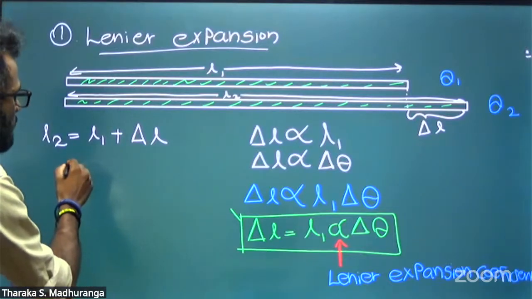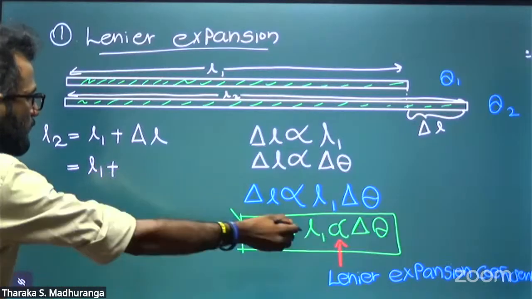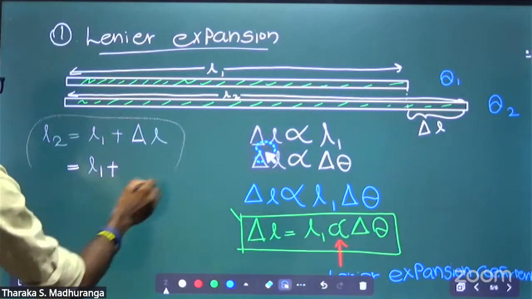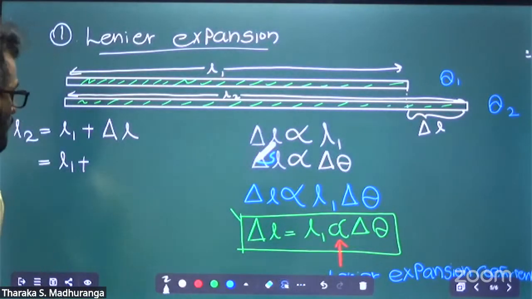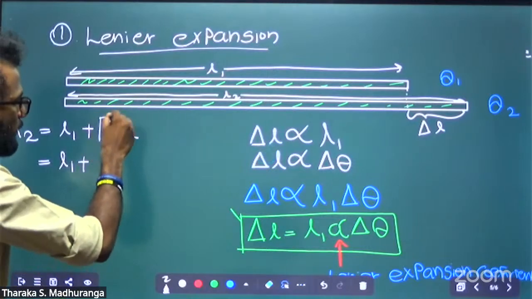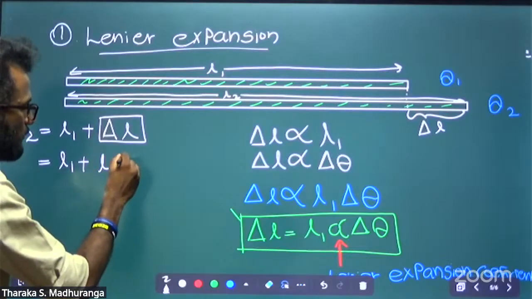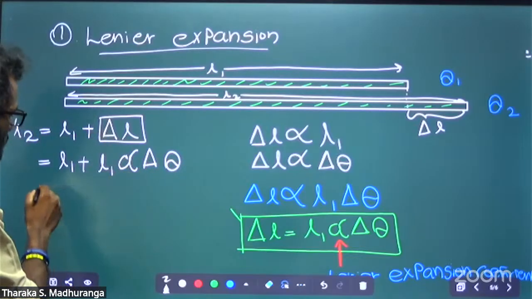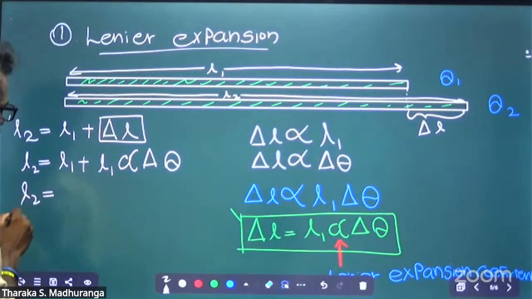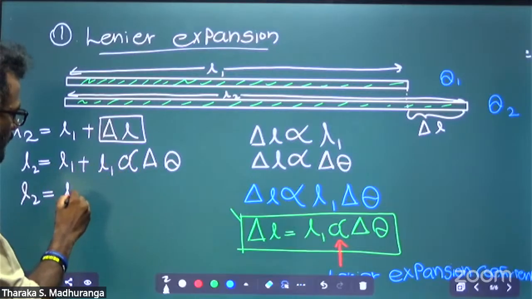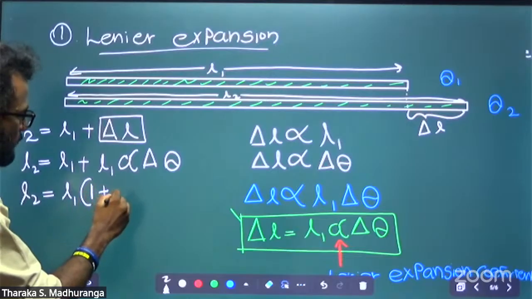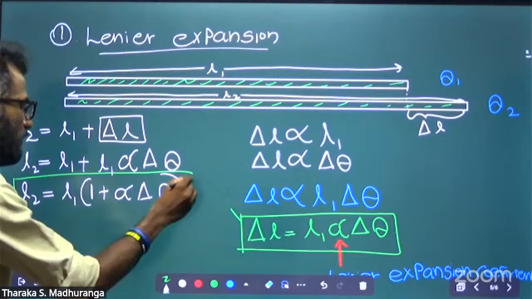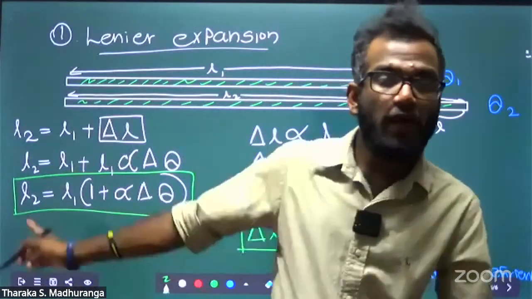Now I am going to add L1 plus delta L. Instead of delta L, I am going to use this expression, L1 alpha delta theta. Now L2 equals L1 plus L1 alpha delta theta. L1 is common to both, so L2 equals L1 times (1 plus alpha delta theta). A new equation is coming that is important to get the L2, the final length, directly.